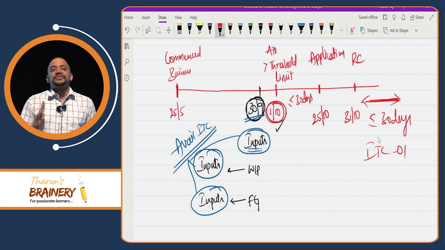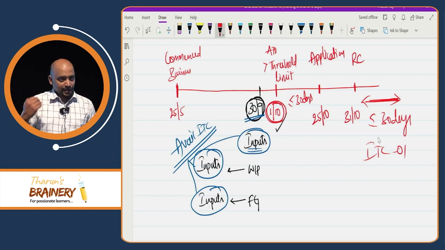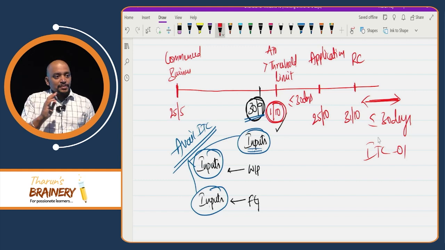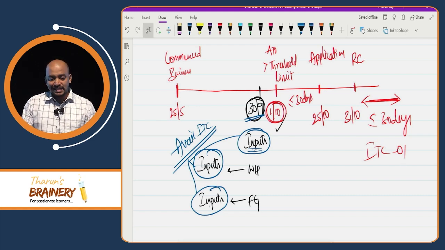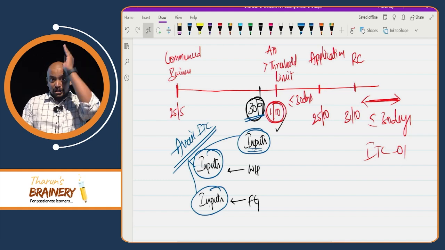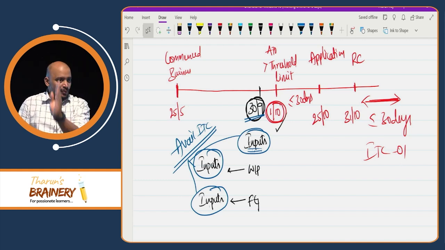That form should be certified by a chartered accountant or a cost accountant. If the ITC claim is up to 2 lakhs, it is self-declaration, no need to certify. But after crossing 2 lakhs, that form should be certified by a CA or CMA that yes, this particular ITC they are availing is genuine.